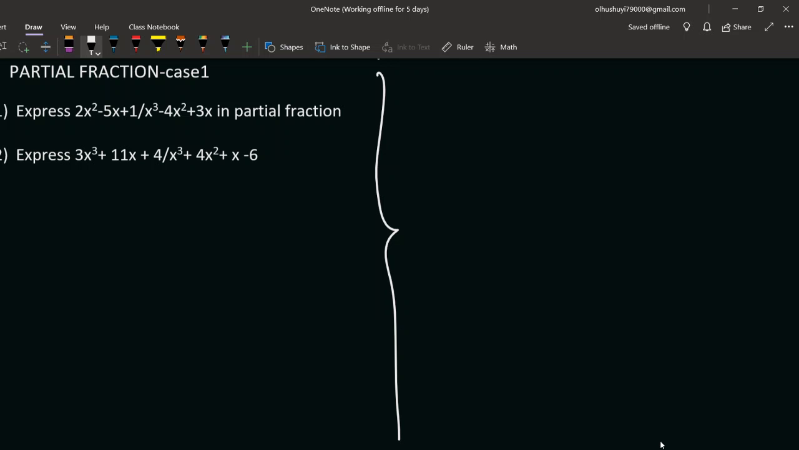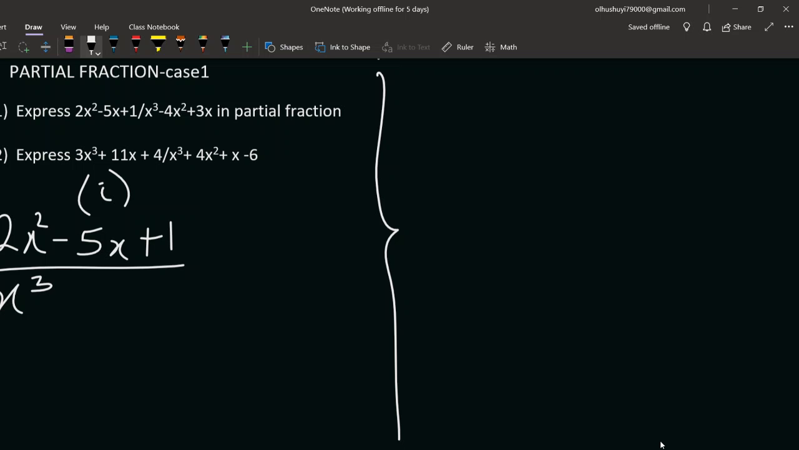So let me solve 1. It's direct like that. So I have 2x squared minus 5x plus 1 upon x raised to the power 3 plus 4x squared plus x minus 6. We need to factorize this denominator.